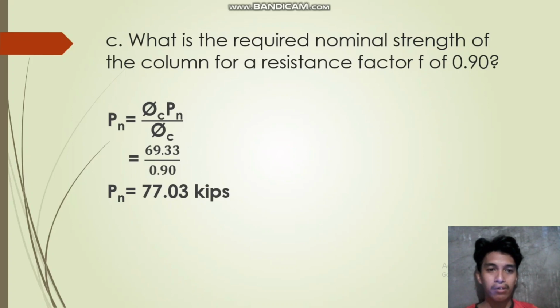Pn equals theta C Pn over theta C, equals 69.33 divided by 0.90. Pn, or nominal strength, equals 77.03 kips.